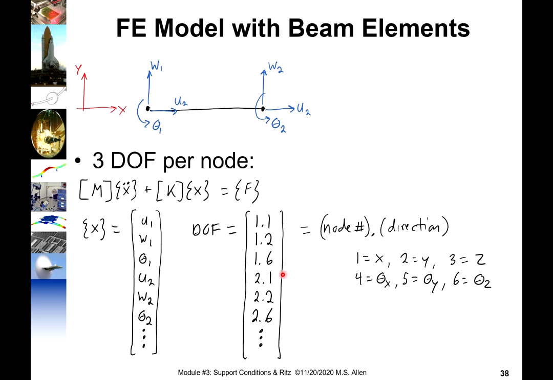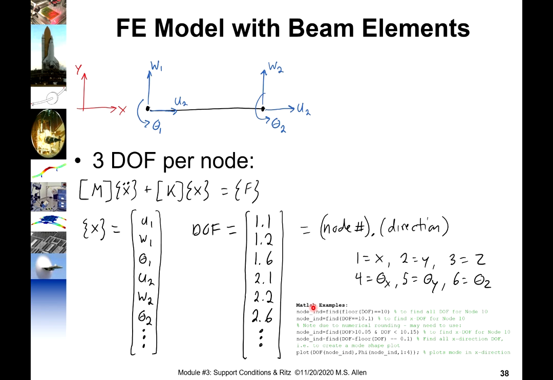So those are 1, 2, 6, and then we'd have the same thing for node 2. And we could continue on, and we could do this with millions of degrees of freedom and easily search through and keep track of where different nodes are and how to pull out the items of interest.